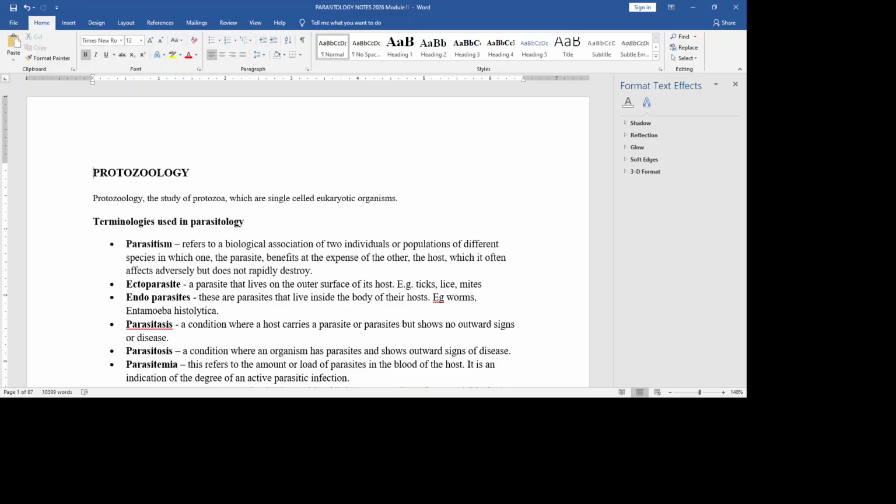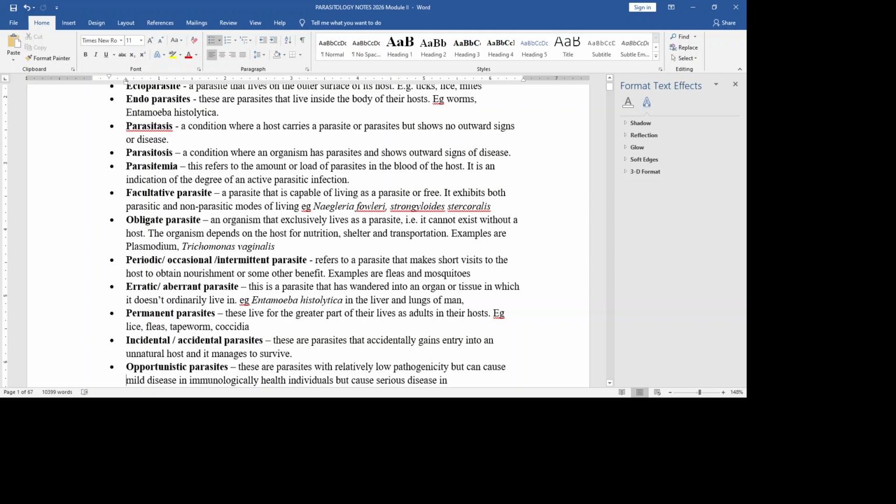Then we have another terminology, parastasis. Parastasis refers to the condition where a host carries a parasite or parasites within itself, but it does not show outward signs of having the parasites or of suffering or of disease. Then we have parastosis. This is a condition where an organism has the parasites and shows outward signs of the disease or infection.